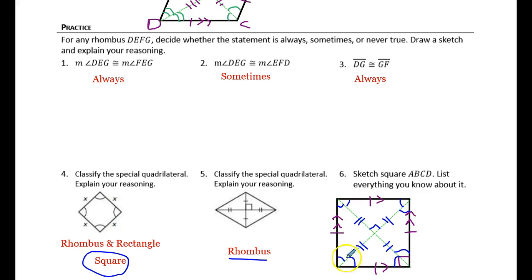Opposite sides parallel, all four sides congruent, diagonals are congruent and bisect each other and are perpendicular. Diagonals also bisect the angles, which are all congruent because they're all right angles.